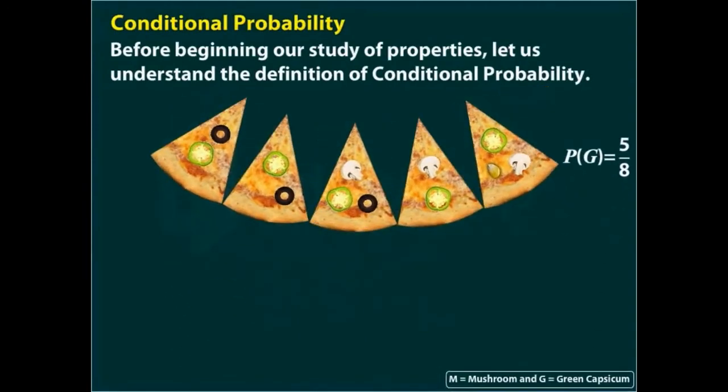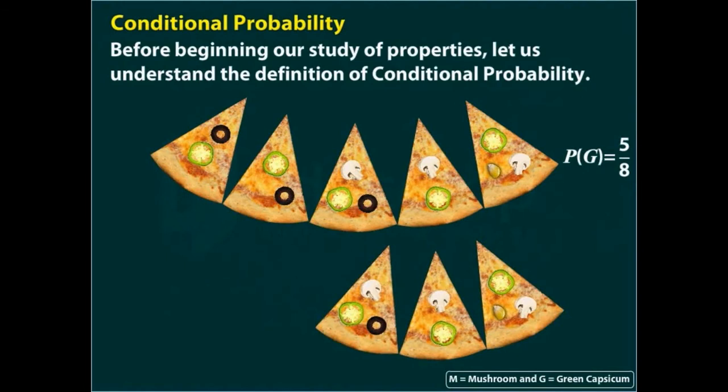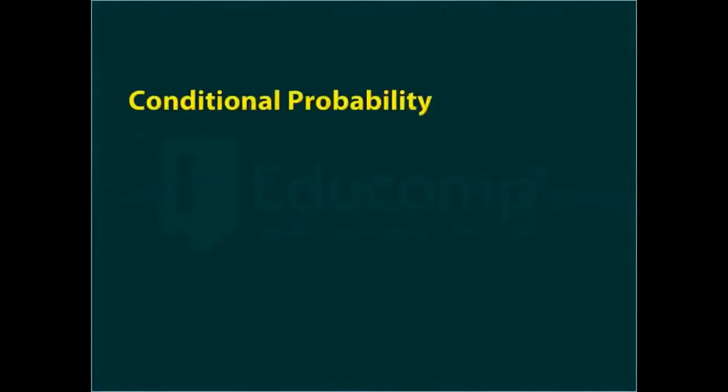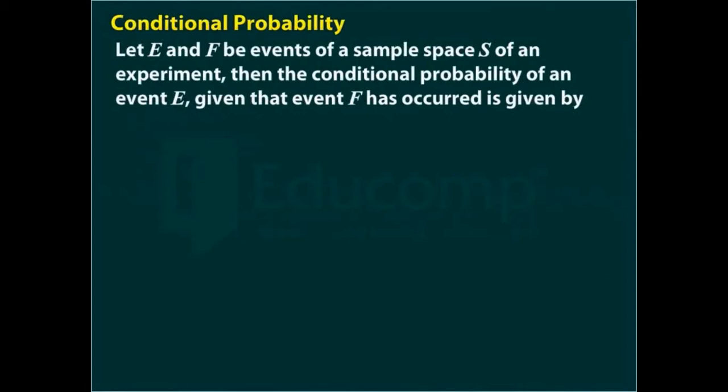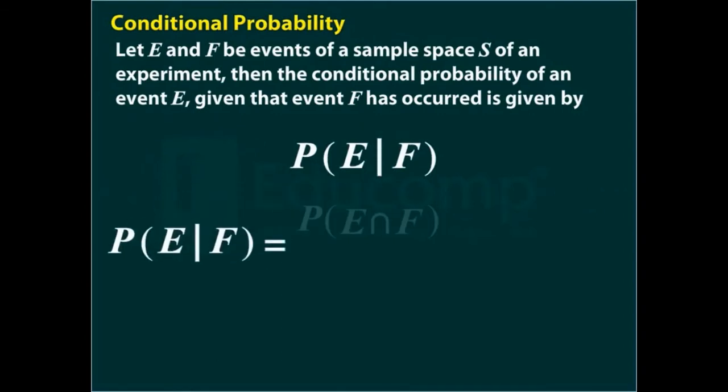Out of the slices with green capsicum, how many have mushrooms? The number of slices which have mushroom and green capsicum is 3. The probability that a slice contains mushrooms, provided it contains green capsicum, is 3 by 5. Let us now recall the definition of conditional probability. Let E and F be events of a sample space S of an experiment. Then, the conditional probability of an event E given that an event F has occurred is given by P(E given F) equals P(E intersection F) by P(F).